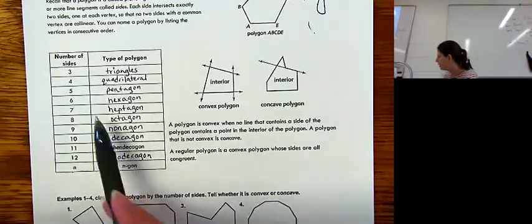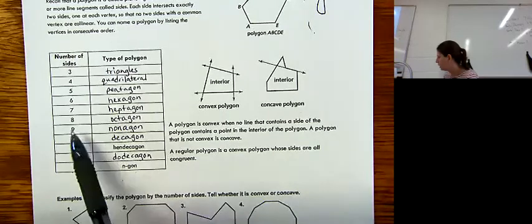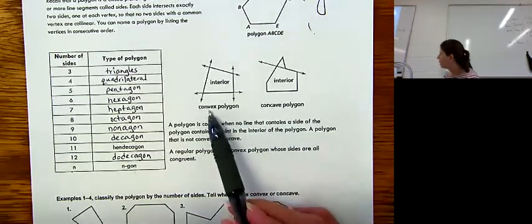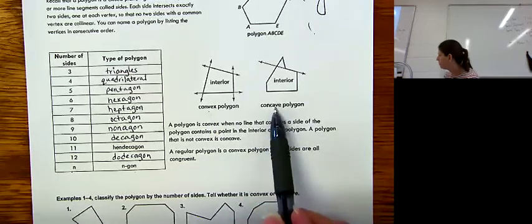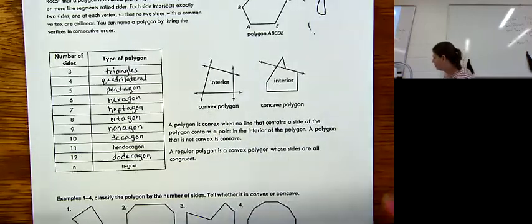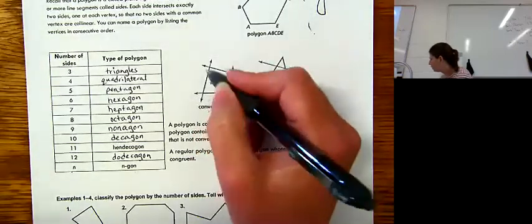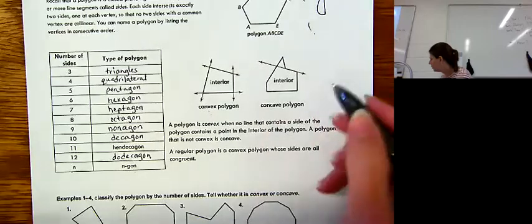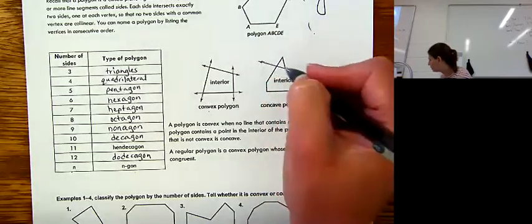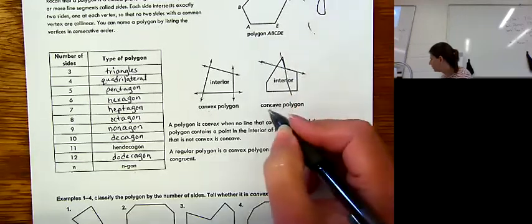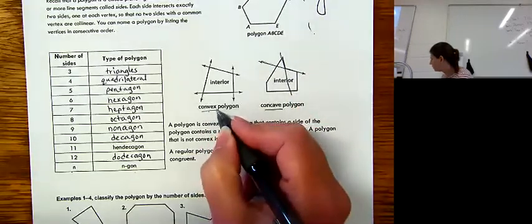Okay. Besides being able to classify a polygon by the number of sides, you also need to know if it is convex or concave. Convex ones are ones where none of the sides, if we extend them, go on the interior of it, versus concave ones where if we extend this line, or maybe even if we extend this line, they start going on the interior. Those are your concave ones.